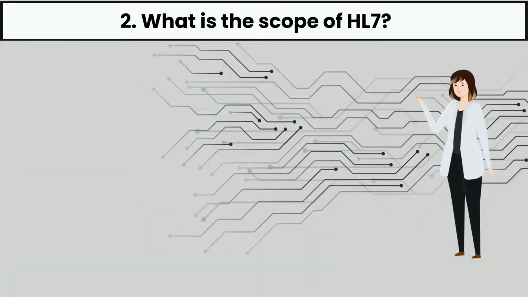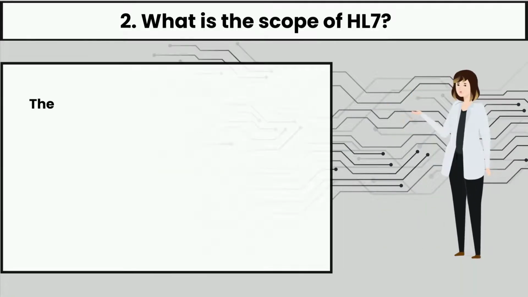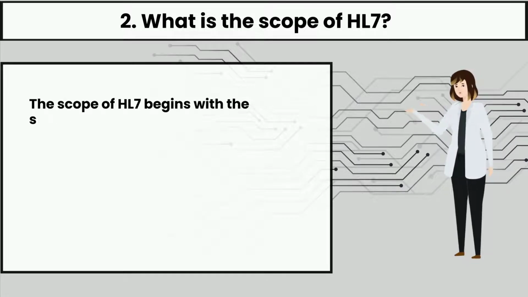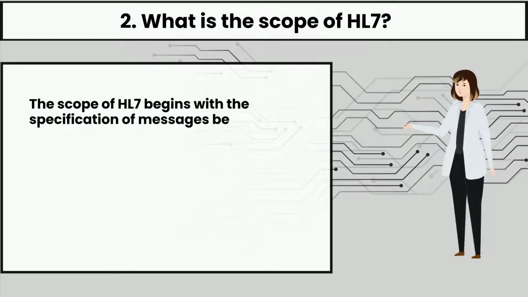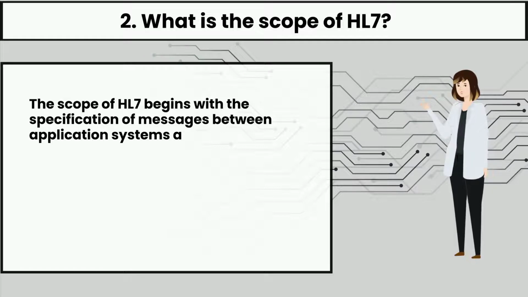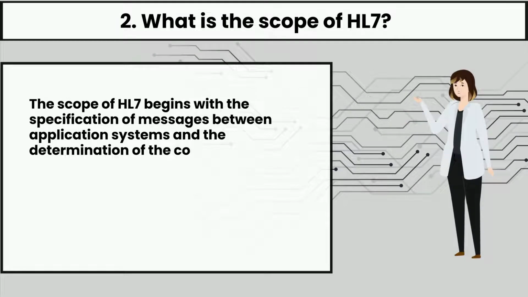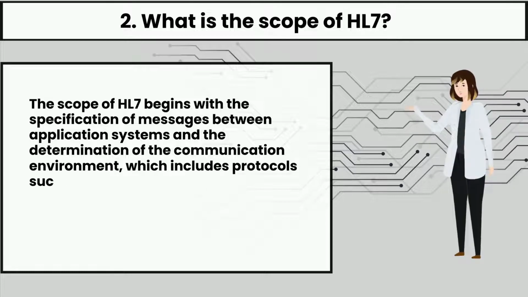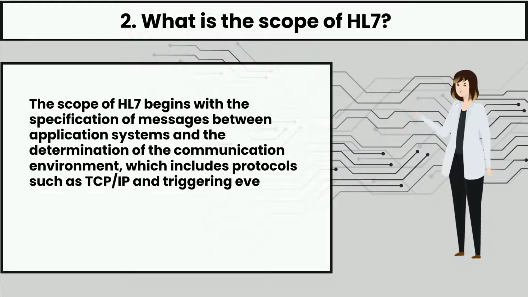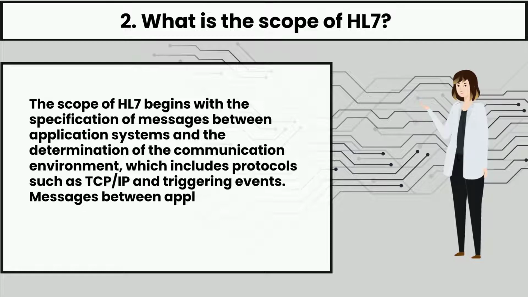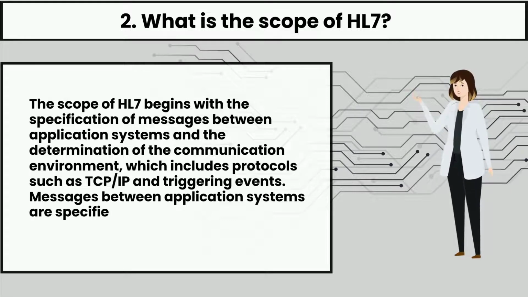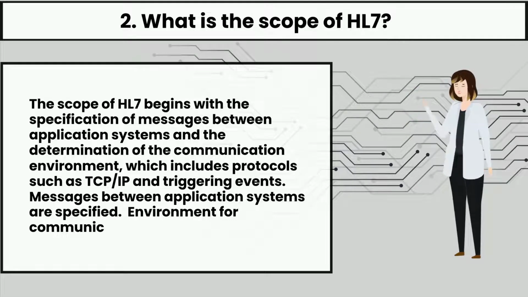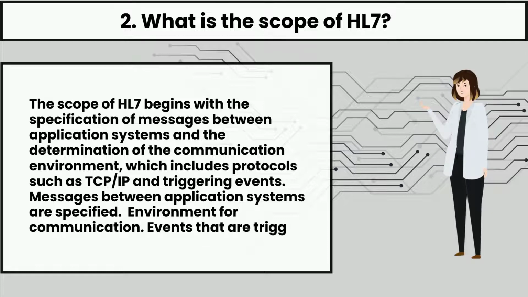2. What is the scope of HL7? The scope of HL7 begins with the specification of messages between application systems and the determination of the communication environment, which includes protocols such as TCP/IP, and triggering events. Messages between application systems are specified. Environment for communication. Events that are triggered.